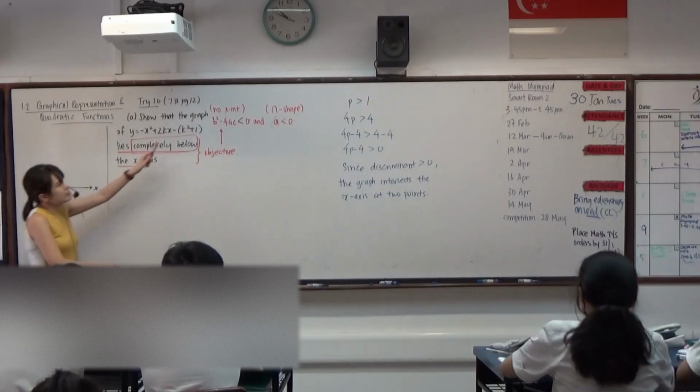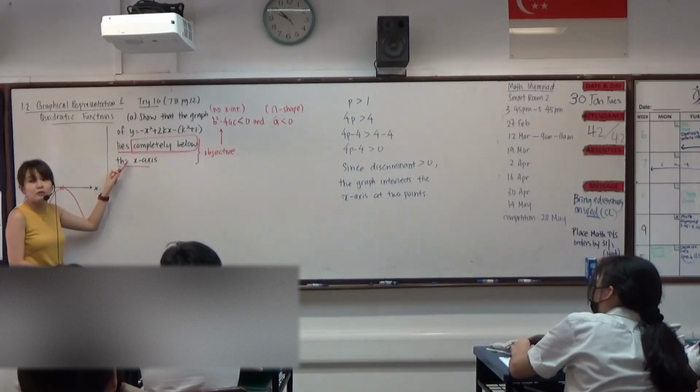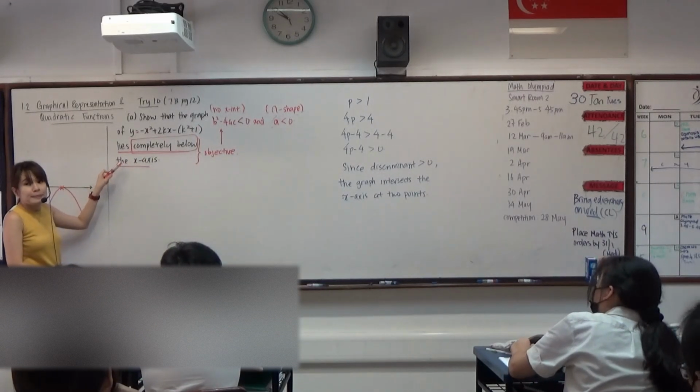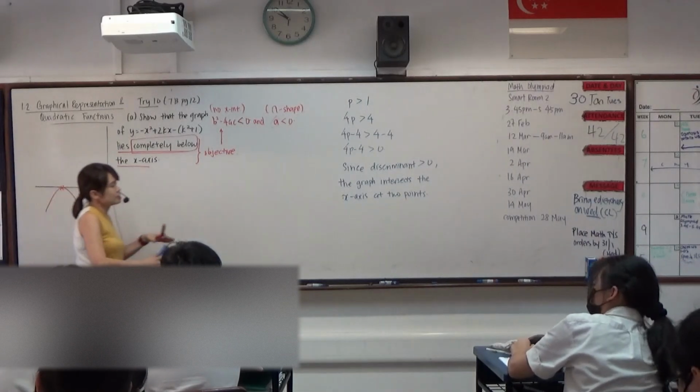So these are the evidences that we need to show in order to justify this statement, the objective. Are we clear about the understanding of the question? So we haven't proceeded. Now we do our working.